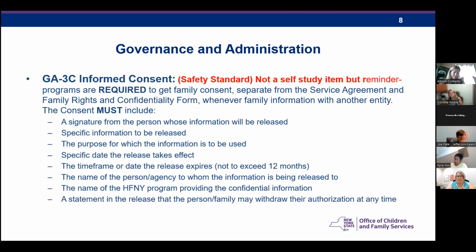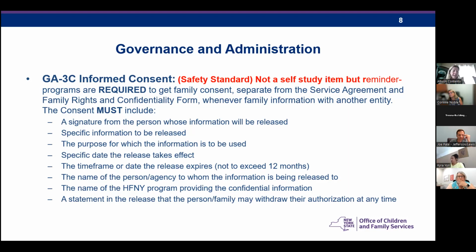You can have it shorter than 12 months if needed, but it can't exceed 12 months from the time they sign it. Then the name of the person or agency to whom the information is being released, and the name of the Healthy Families New York program providing the confidential information. And also a statement that the person may withdraw their authorization at any time. So those are the must-haves on that consent form. Again, it's separate from the service agreement, rights and confidentiality form. It is very specific and individual to each family and each entity you're looking to exchange information with.